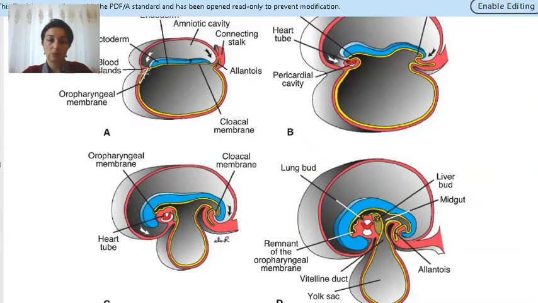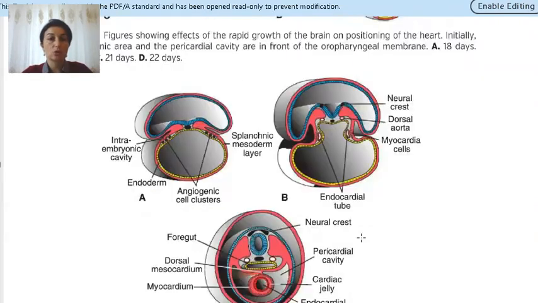From the anterior-most location, it will move first to the cervical region, and then it will be displaced to the thorax. So its final location will be in the thoracic cavity, and the oropharyngeal membrane will be located in front of it. Brain vesicles will be located downward and in front of the primary heart field. That will be its final location. The heart tube initially has a horseshoe shape.